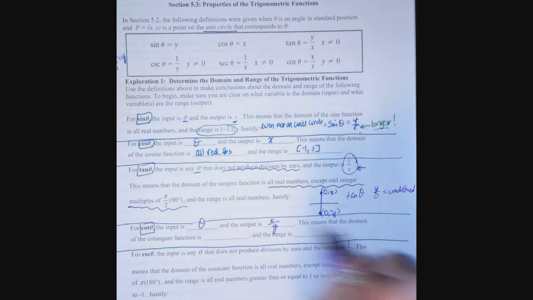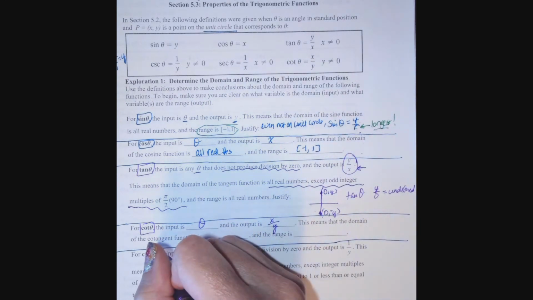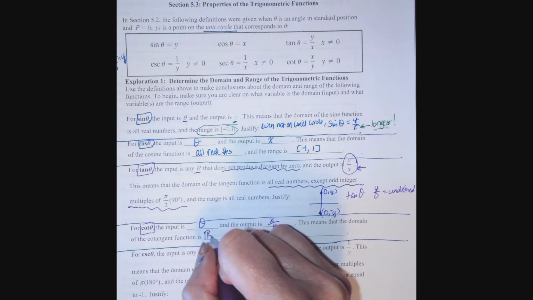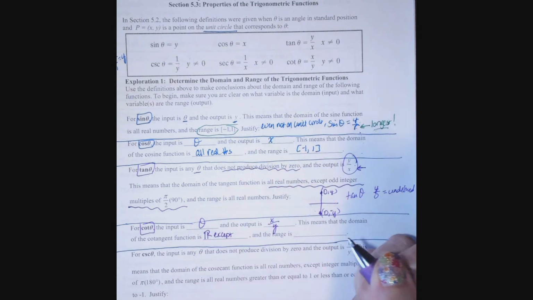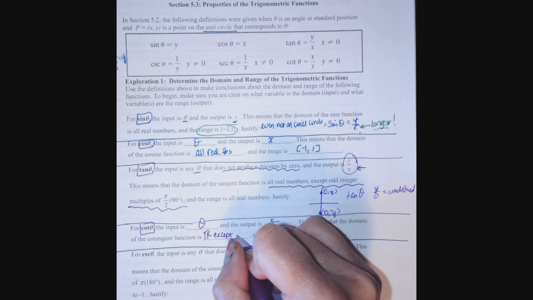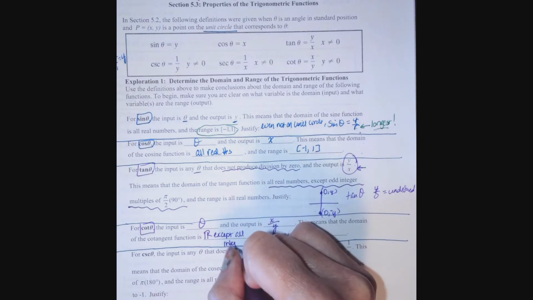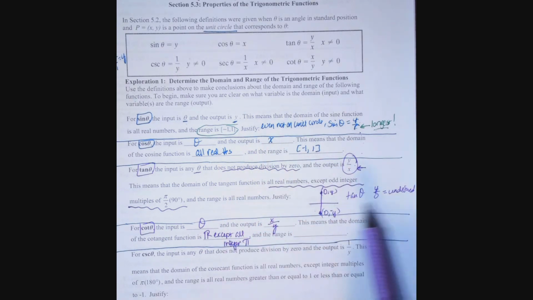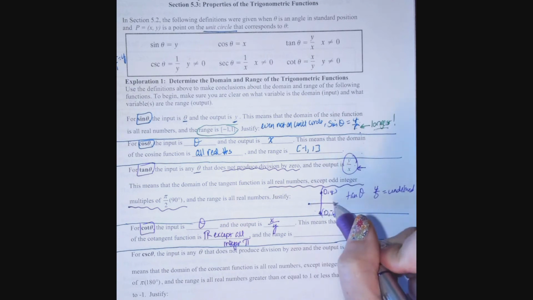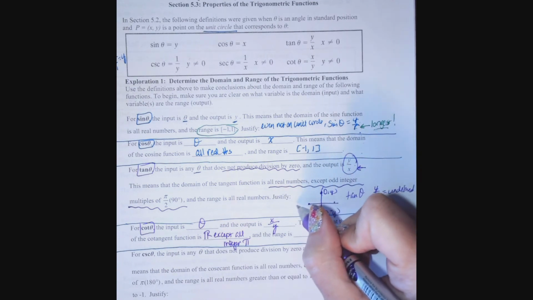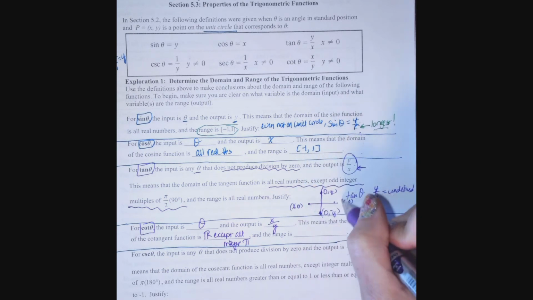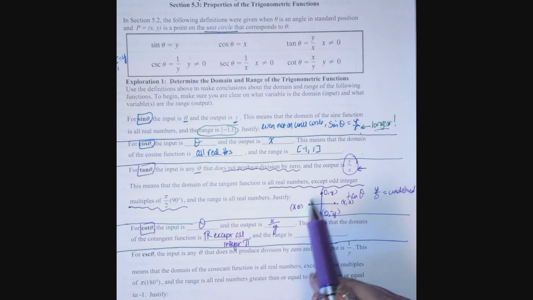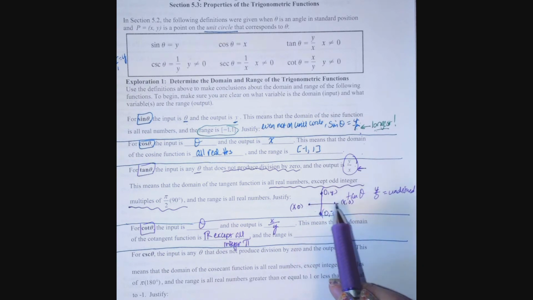So we're going to say that we restrict the domain of the cotangent function to all real numbers except where y is 0, which is all of the integer values of pi. So y is 0 here and here. This is going to be x, 0, and this is going to be an x and a 0. So at 1 pi, 2 pi, 3 pi, 4 pi, 5 pi, etc., cotangent would be undefined.